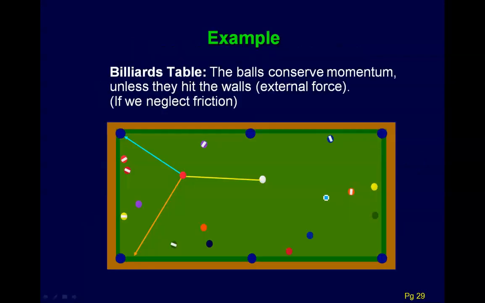A really nice example is looking at billiard balls. If you have two billiard balls collide, and if we neglect the friction of the table, which is a pretty good approximation, what happens is the balls are just going to transfer momentum between each other, but the total system of all the balls is going to have the same amount of momentum. It's just going to be transferred between the balls.